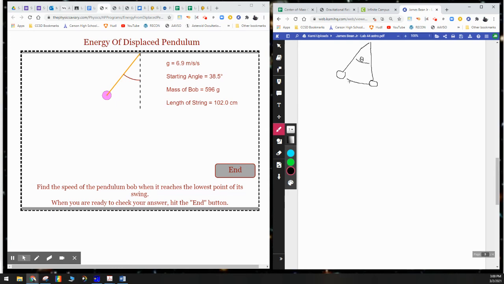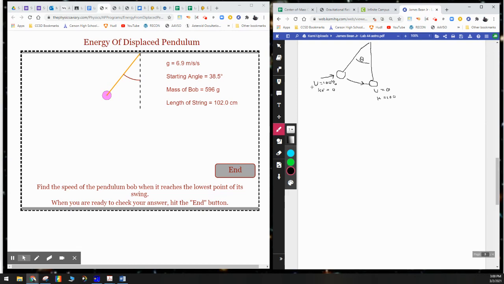Now in this position here, starting from rest, this is going to be all potential energy, 100% potential energy. No kinetic energy. Kinetic energy is going to be 0. At the bottom here, it's going to go in this direction. Potential energy is going to be 0, and kinetic energy is going to be 100%. All right, so let's take a look here and see what we got.